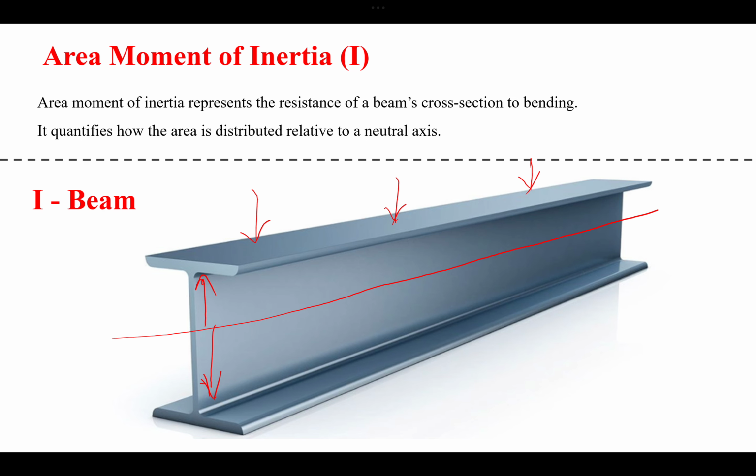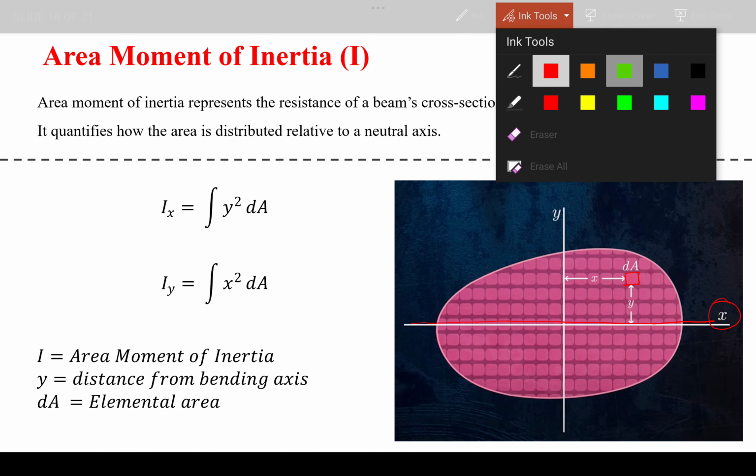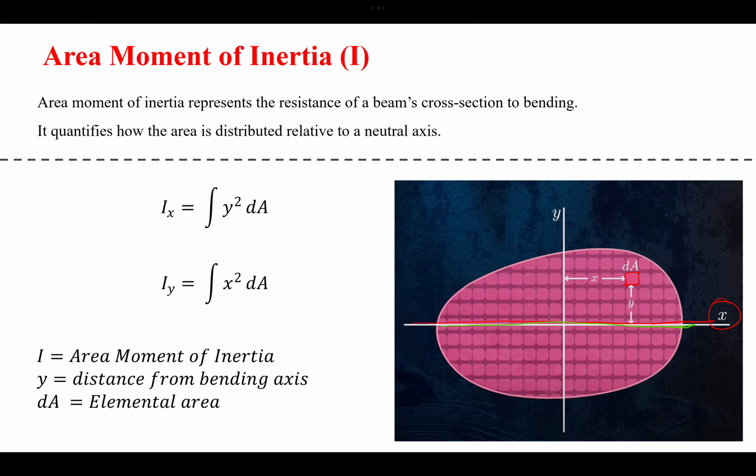Okay, all right. Now the area moment of inertia is given by, for example, if you have this cross section given here and you have this small delta A selected, and your bending axis is, let's say, the x-axis. So this is your bending axis. If the x-axis is the bending axis, the formula for the moment of inertia will be the integral of the distance of that element y squared, multiplied by that elemental area dA.